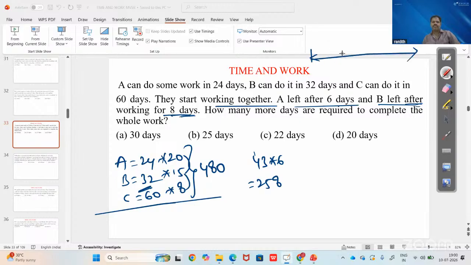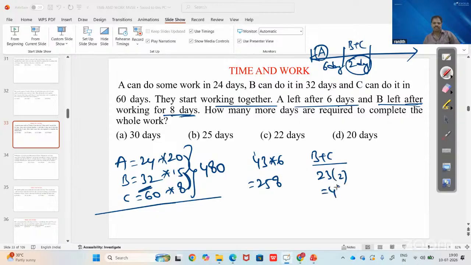Initially all three worked for 6 days. Next, A left and B and C are working together. So B and C work for only 2 days. So that is B and C equal to 15 plus 8 equal to 23. 23 into 2 equal to 46.